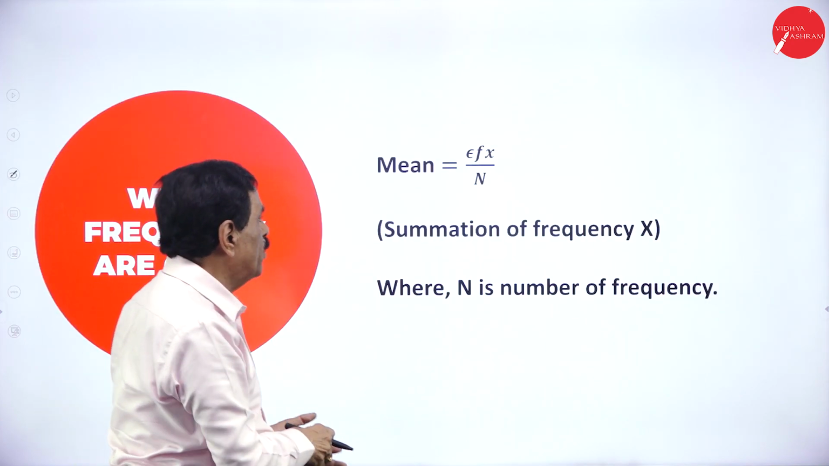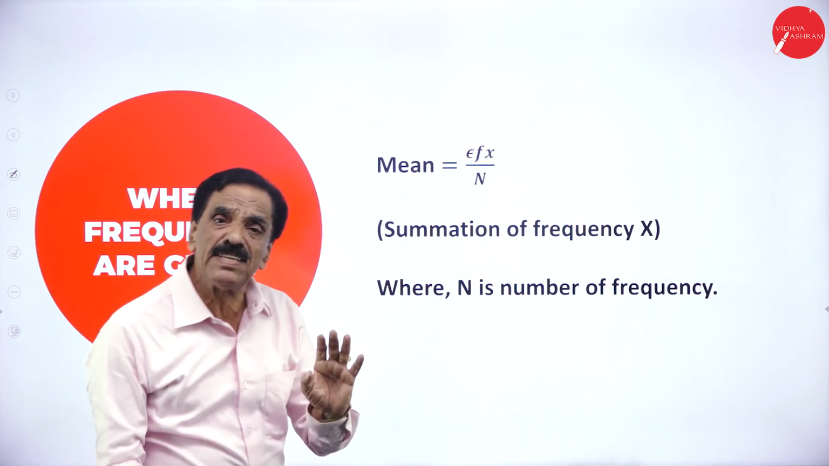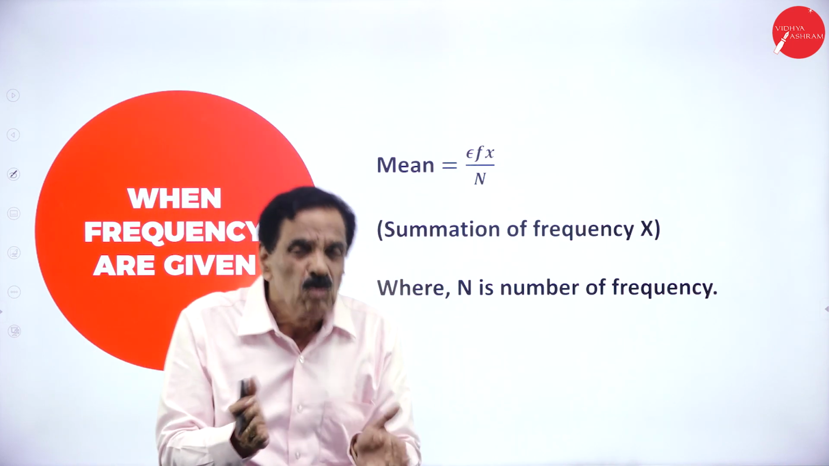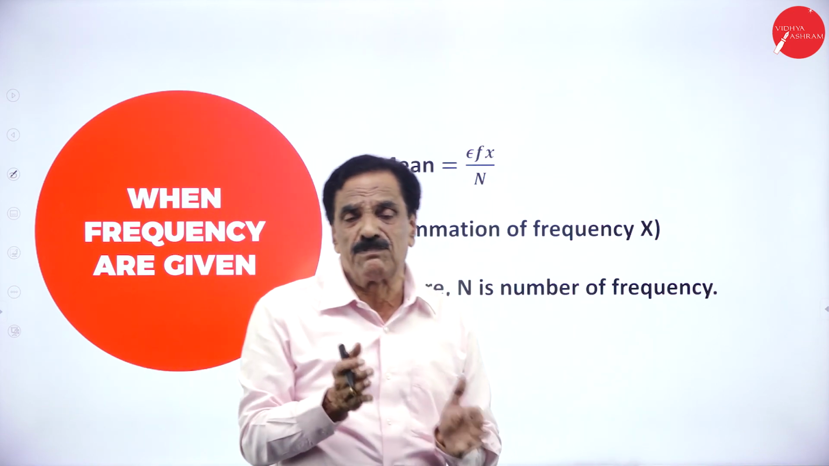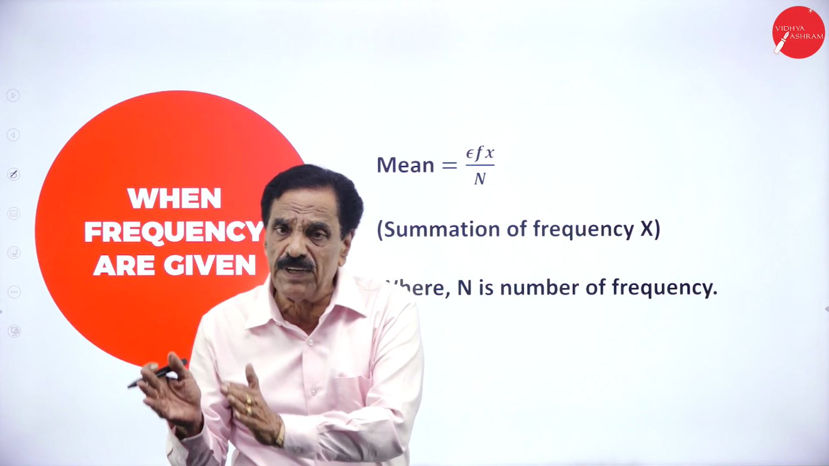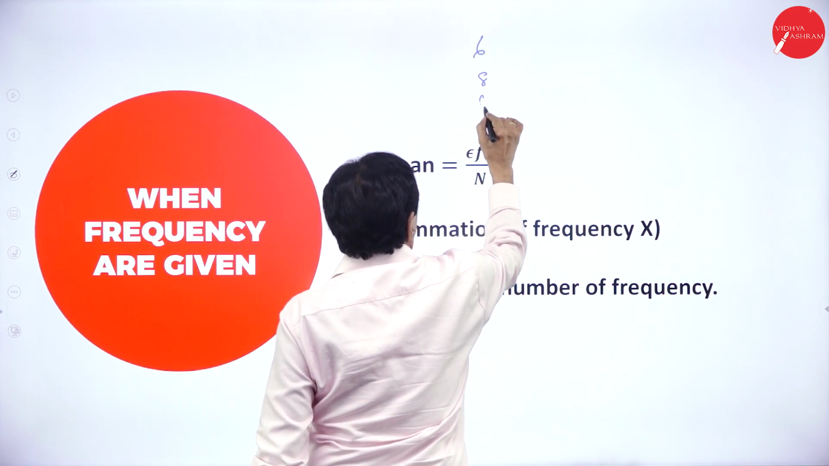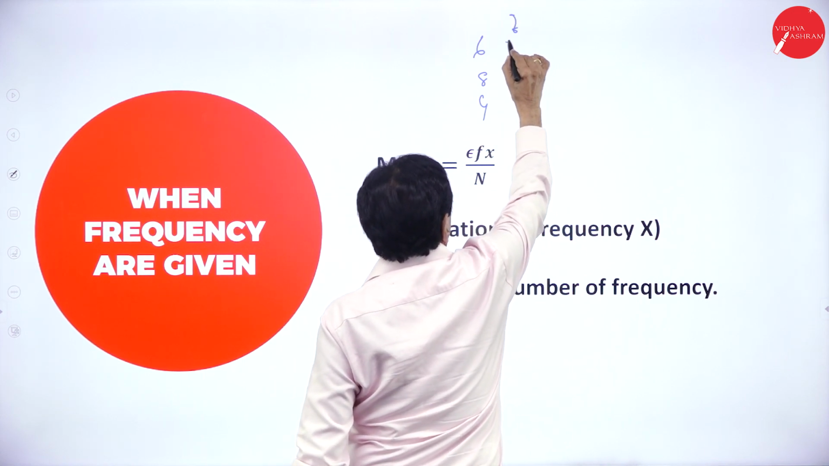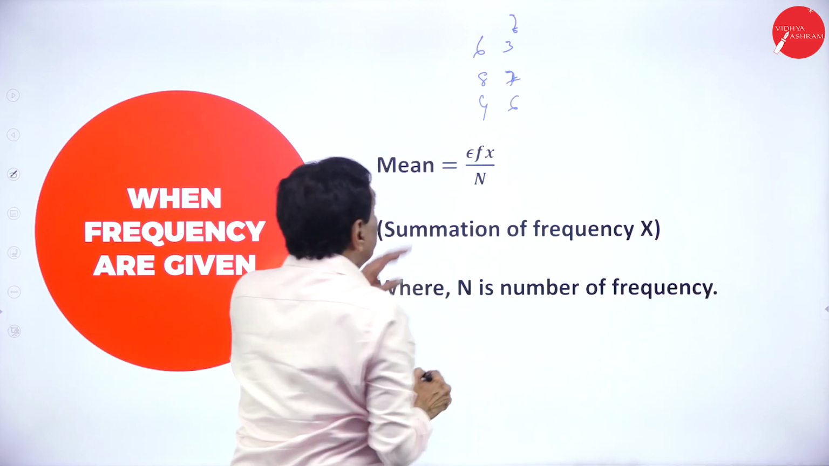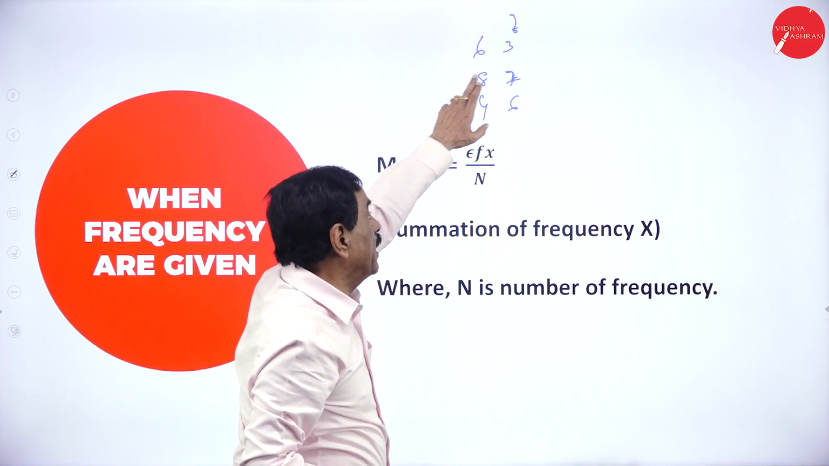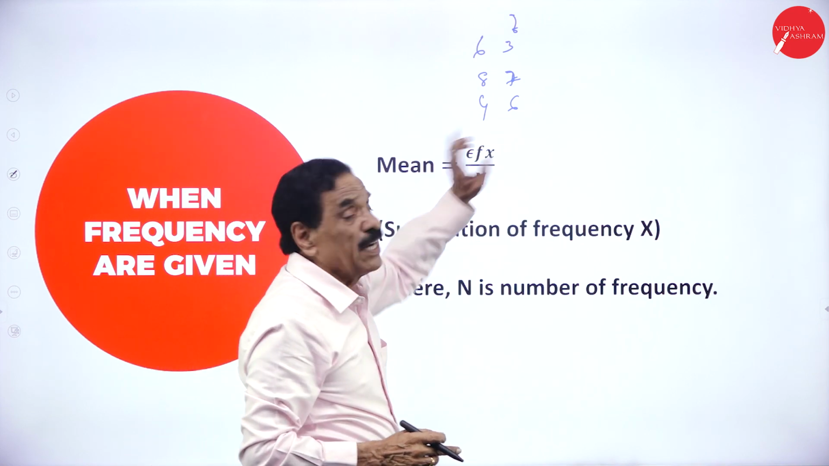So mean is equal to sigma fx over n. This is used when the frequencies are given in the problem. What is frequency? Frequency means variation of a number. For example, we have 6, 8, 4, and the frequencies 3, 7, 6. We mean to say that 6 can vary 3 times, 8 can vary 7 times, 4 can vary 6 times.